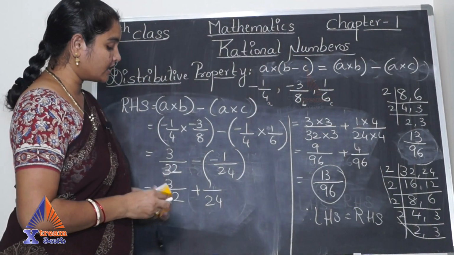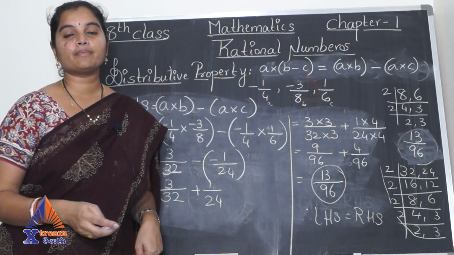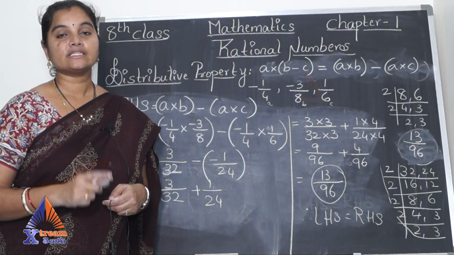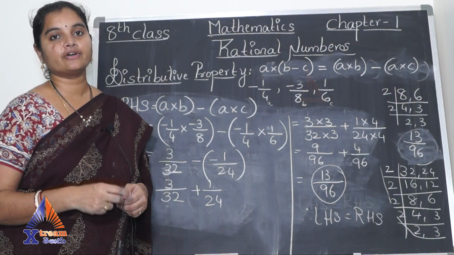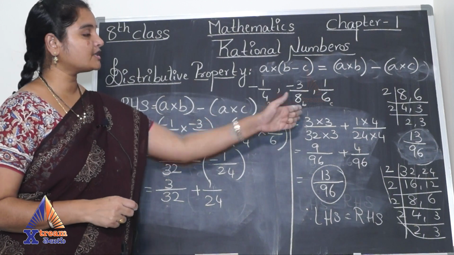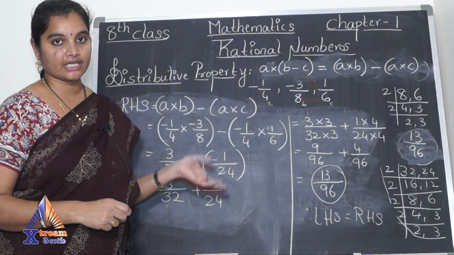With this we can conclude that the distributive property of multiplication over addition and subtraction both are true for rational numbers. So you can solve it with different sets of rational numbers also, and you can check whether they are true or not.